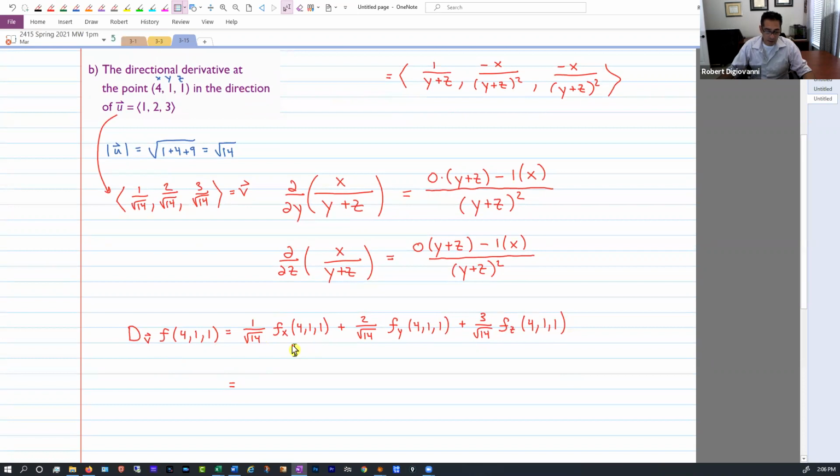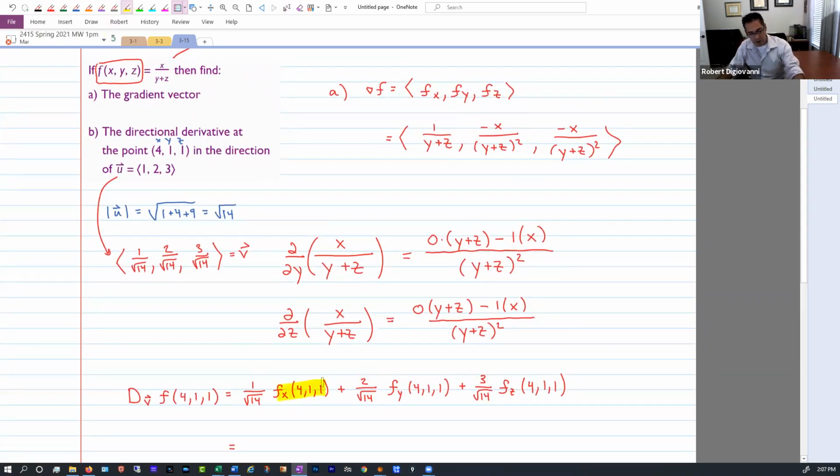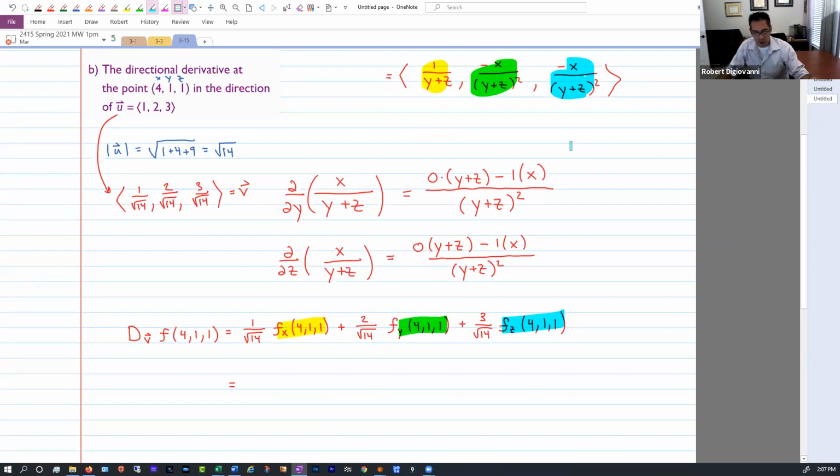And then from here, what we do is plug in and get the answers. We have to plug (4, 1, 1) into that, and into that, and then into that, and that'll give us those three numbers. We should be there at that point. So 1 over root 14. Partial of f with respect to x, we plug in, so that should be 1/2, plus 2 over root 14, and then we plug in 4.